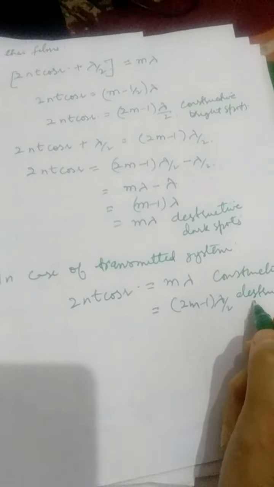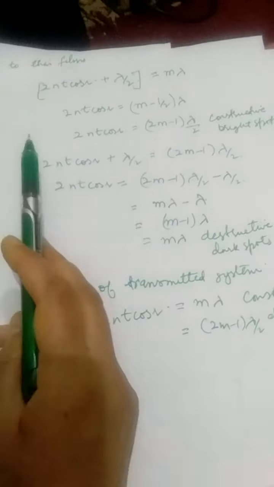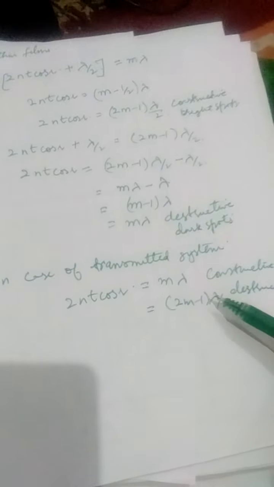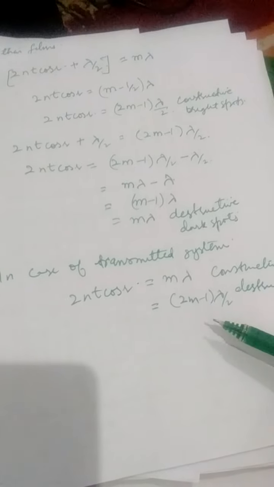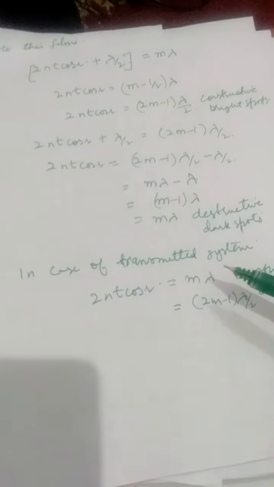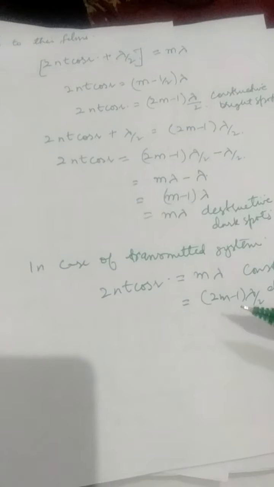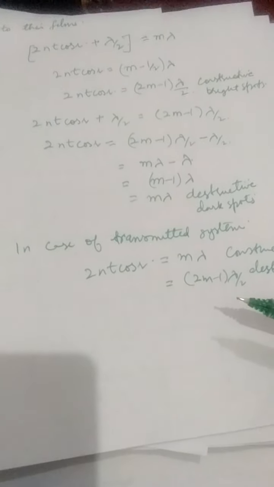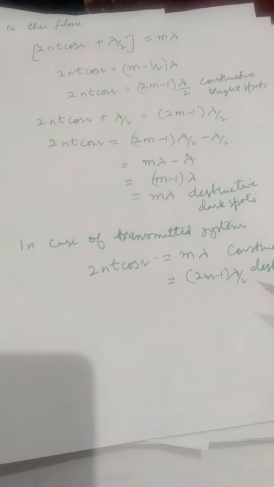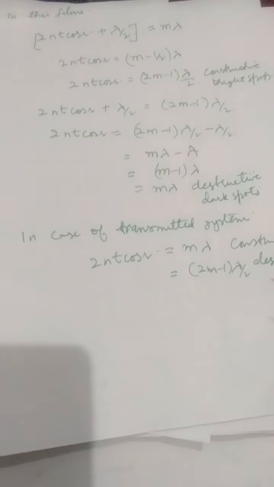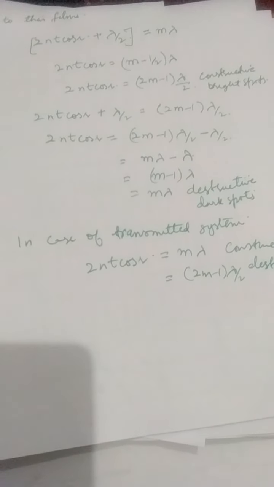Therefore, the condition that leads to bright spots in the reflected system is the condition that leads to dark spots in the transmitted system. That is why we say that the reflected and transmitted systems are actually complementary to each other. And that's all about the scheme of derivation, the analytic treatment of interference due to a thin, straight, parallel film. I hope that gives you a fair idea of the topic.